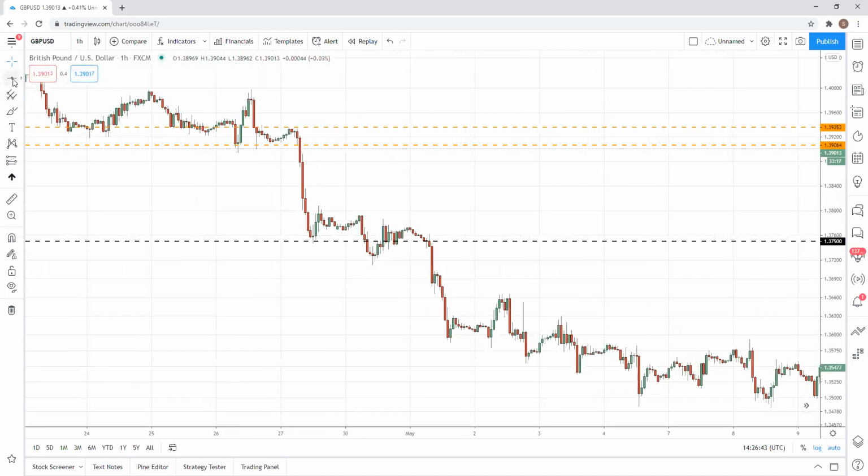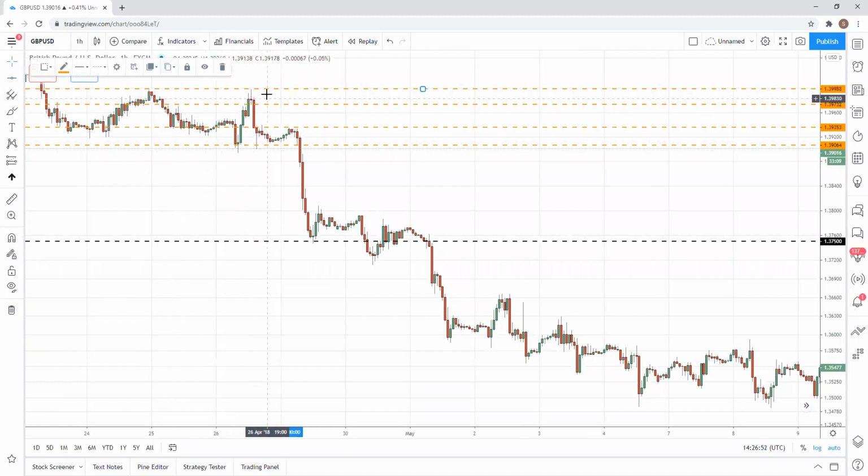The next available level, if the price will break out this level, it's somewhere here. And that's what I would risk. Again, stop loss, few pips above. So here we have the first level. This is the second level.